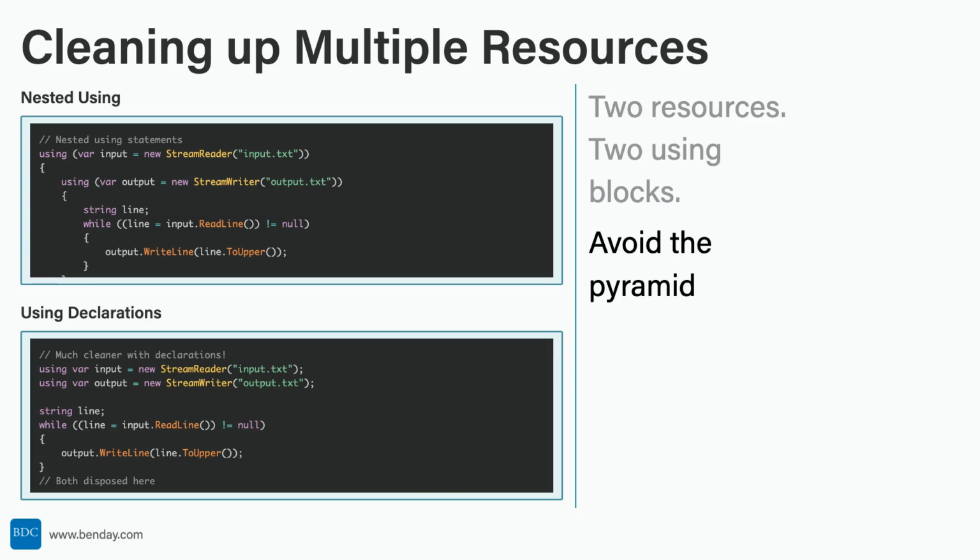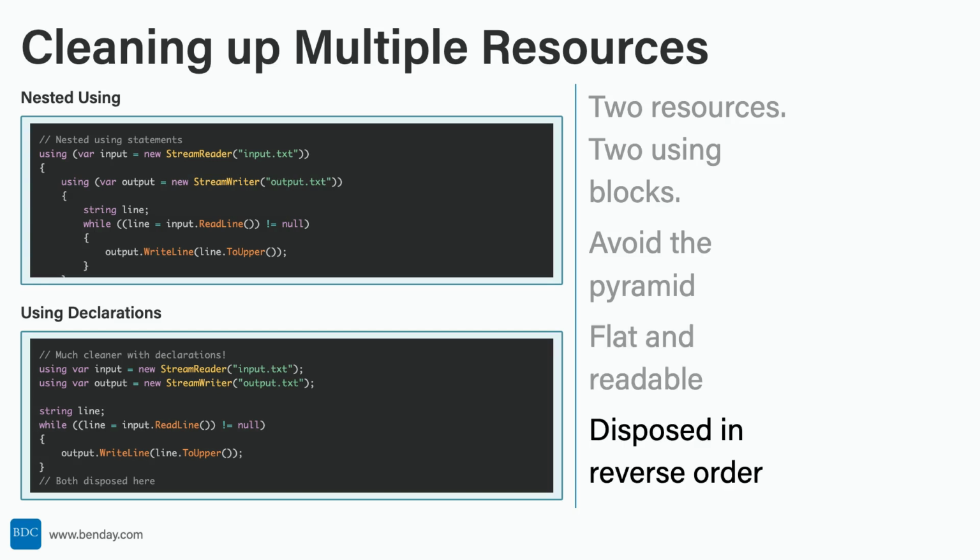But if you start getting into 3 and 4 or even 5 items to manage, then you get this weird pyramid effect as you nest all the using blocks. Using declarations keep everything flat and readable. Each resource on its own line, all at the same level. This is how code should look. Fun fact, resources get disposed in reverse order from how you declared them. Last in, first out. Usually doesn't matter, but, well, it's just a little something to know.